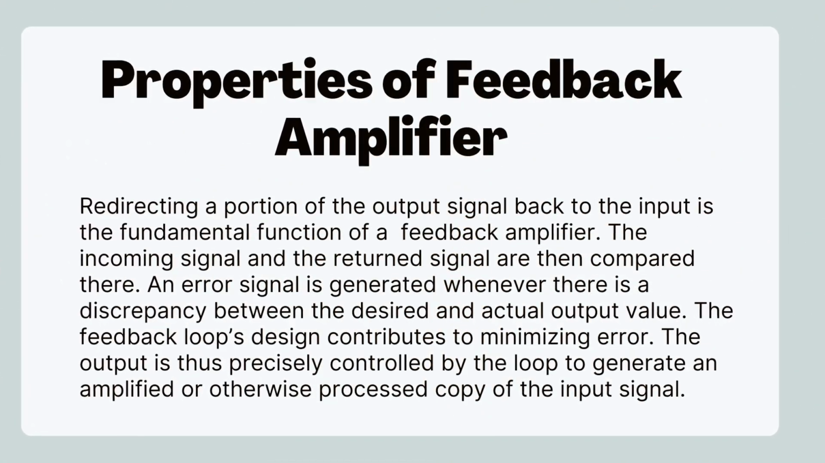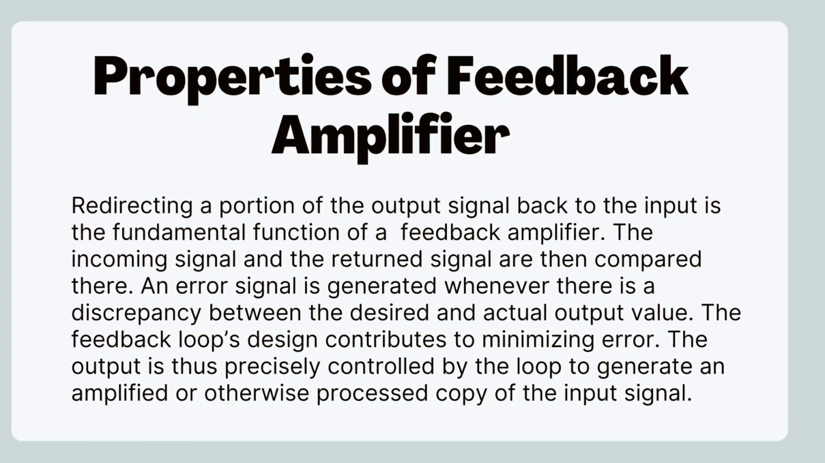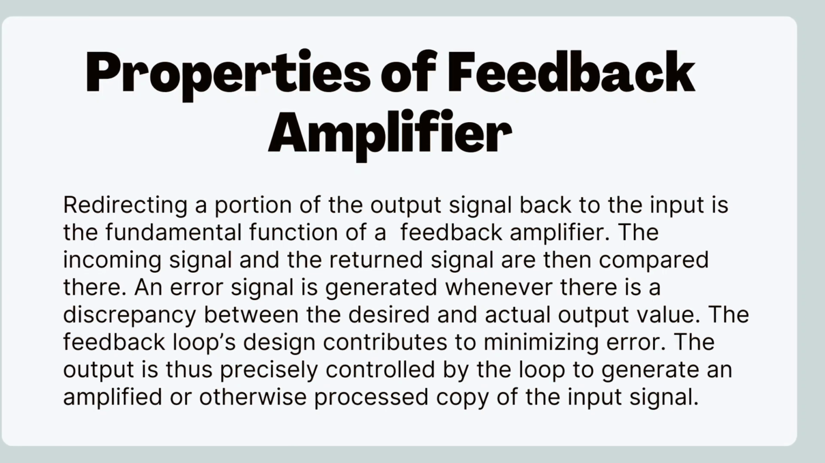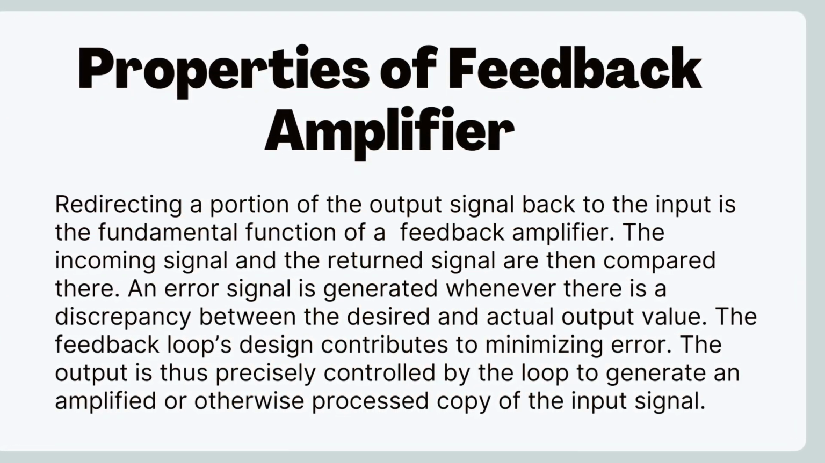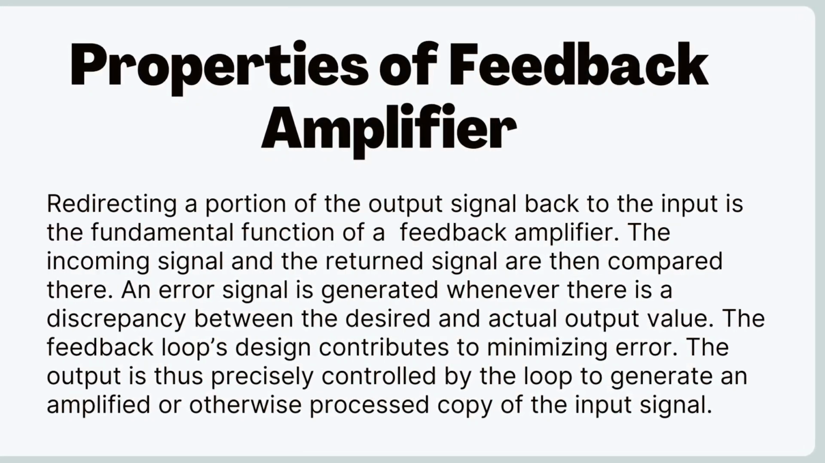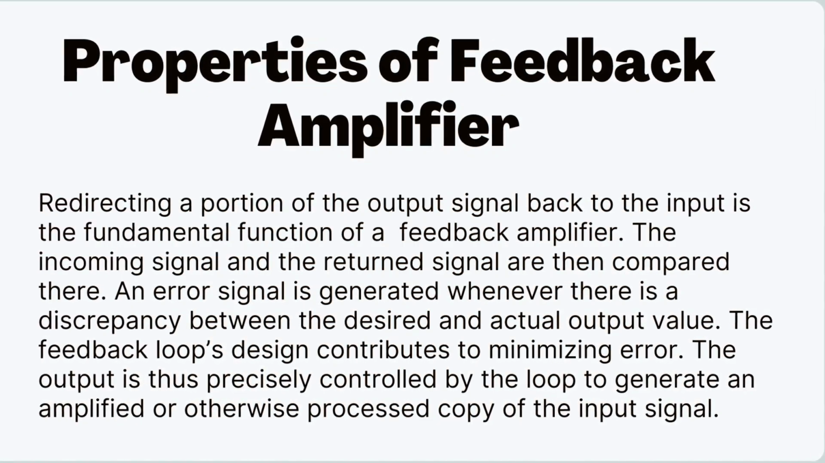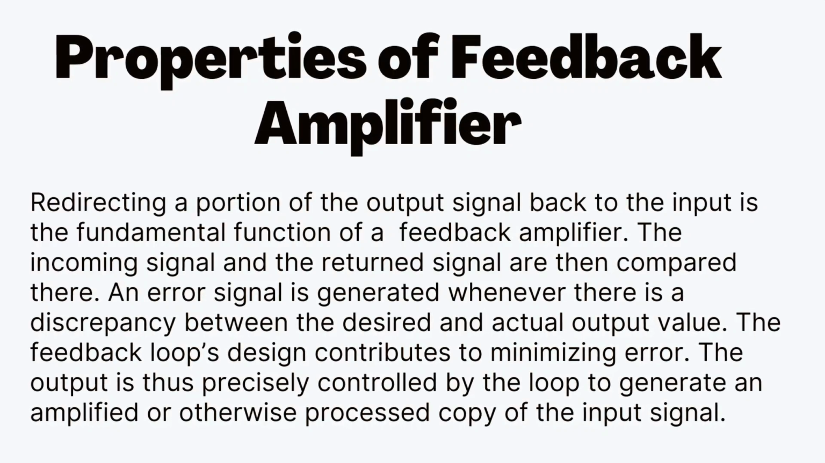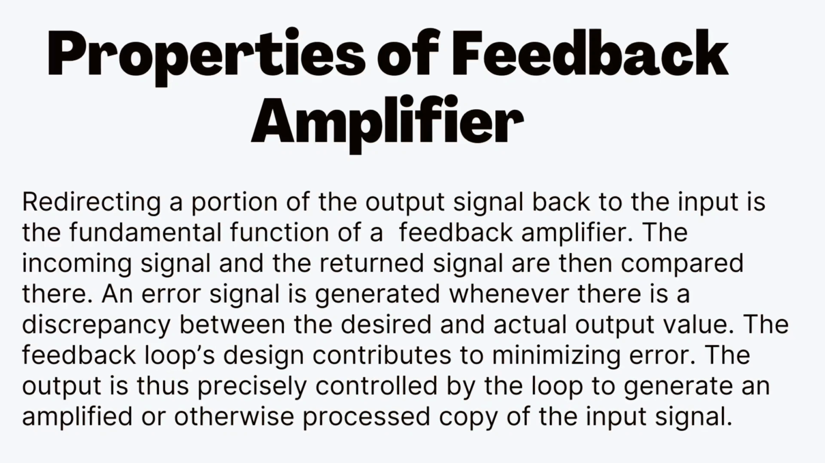Properties of feedback amplifier. Redirecting a portion of the output signal back to the input is the fundamental function of a feedback amplifier. The incoming signal and the return signal are then compared there. An error signal is generated whenever there is a discrepancy between the desired and actual output value. The feedback loop's design contributes to minimizing error. The output is thus precisely controlled by the loop to generate an amplified or otherwise processed copy of the input signal.